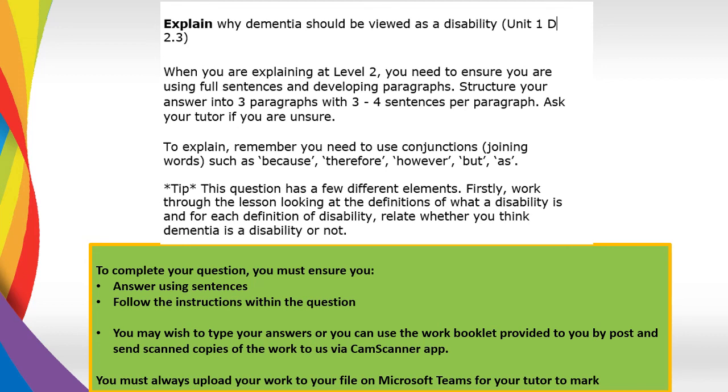Please answer the next question. Explain why dementia should be viewed as a disability. Remember when you're explaining at level 2 that you need to ensure you're using full sentences and developing paragraphs. You need to structure your answer into 3 paragraphs with about 3 to 4 sentences in each. To explain, you need to use conjunctions or joining words such as because, therefore, however, but and is. So just a bit of a tip here, this question has a few different elements. Firstly, I would say work through the lesson looking at the definitions of what a disability is, and for each definition relate to whether you think dementia is a disability or not.